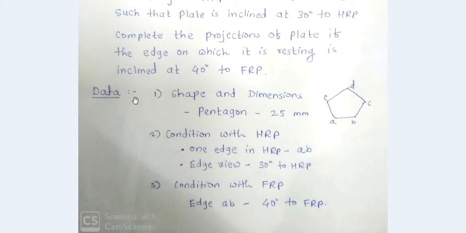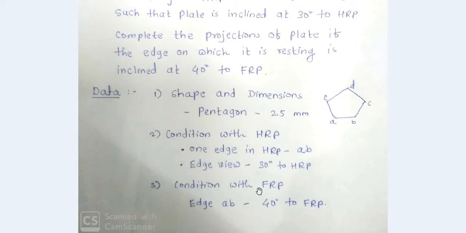And the problem will be solved in stages, same as that of the data interpreted. The data is interpreted with the first thing shape and dimension. So we will draw the shape and dimension first. Second, condition with respect to HRP in solution also. We will complete condition with respect to HRP first. And lastly, we will complete condition with respect to FRP.